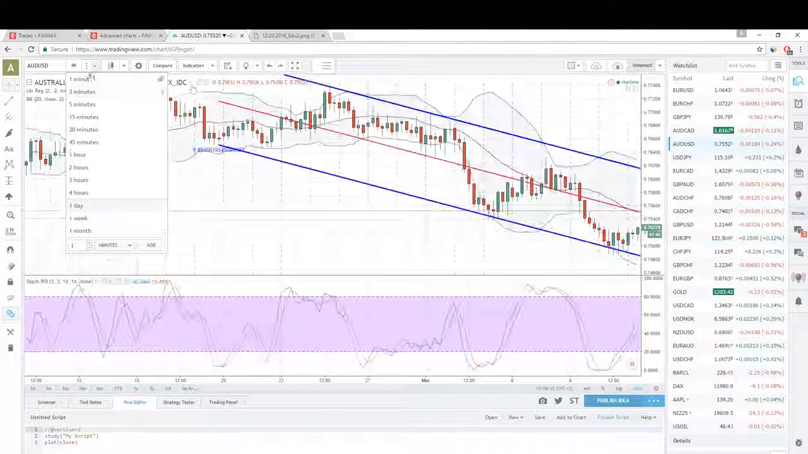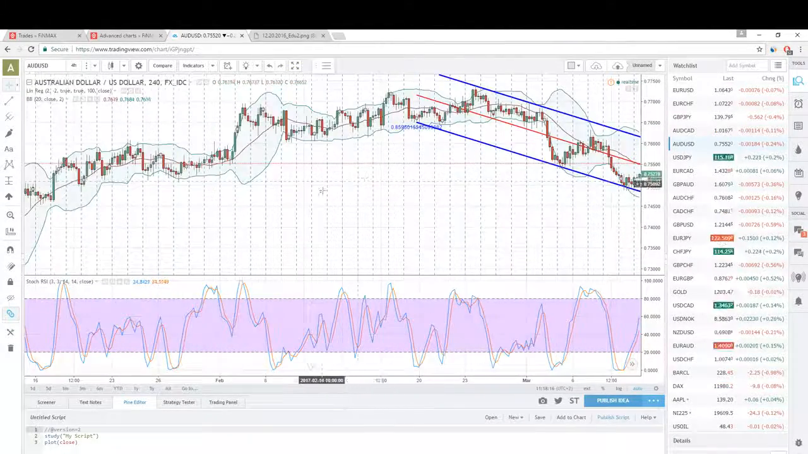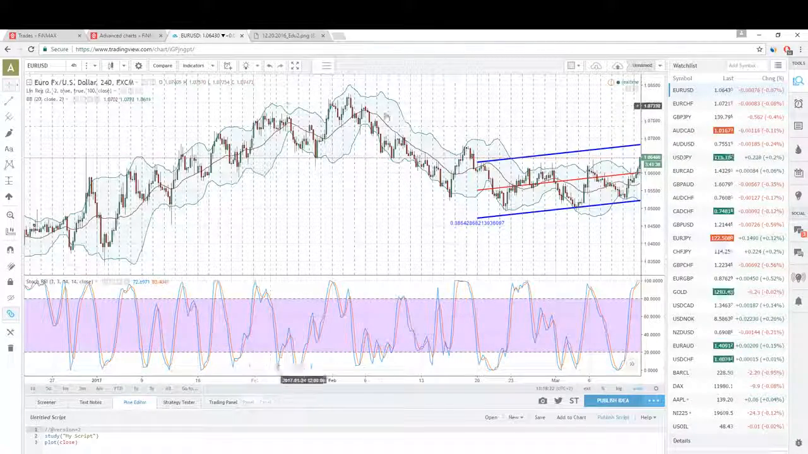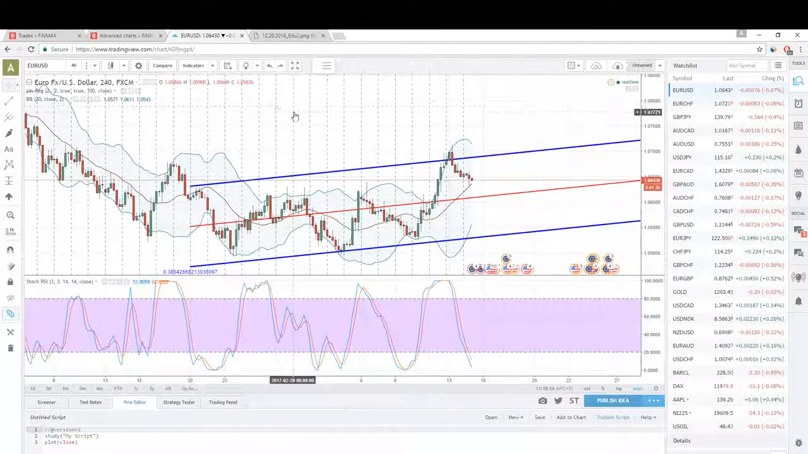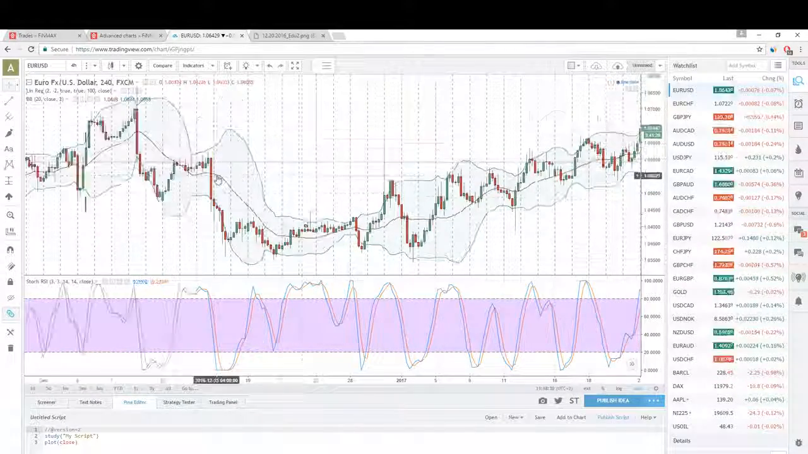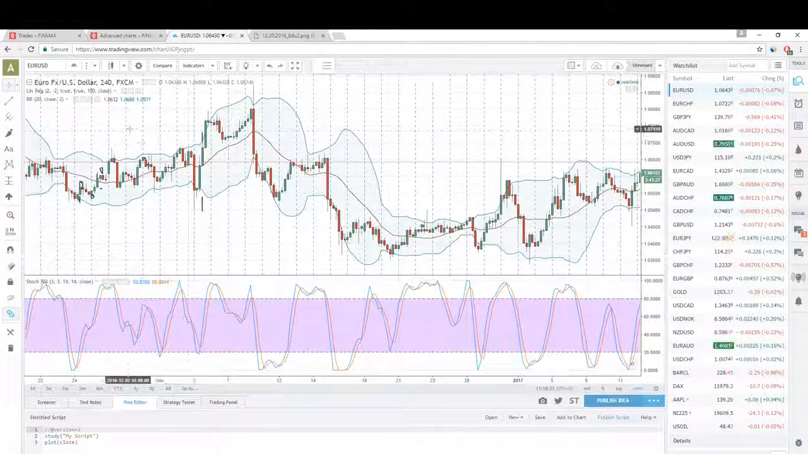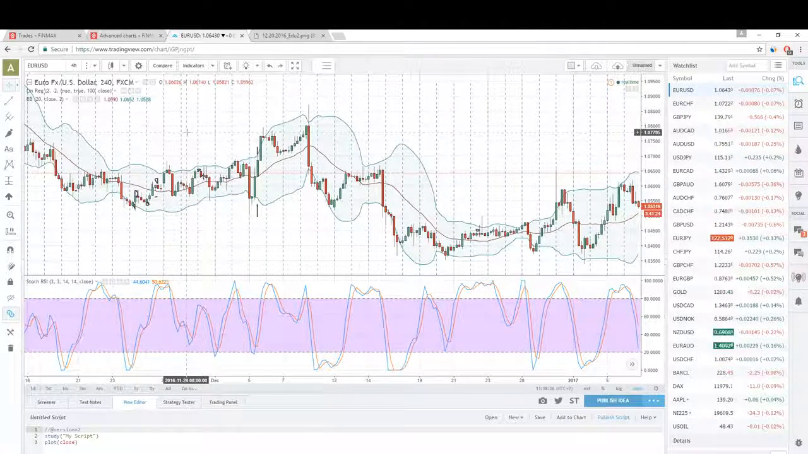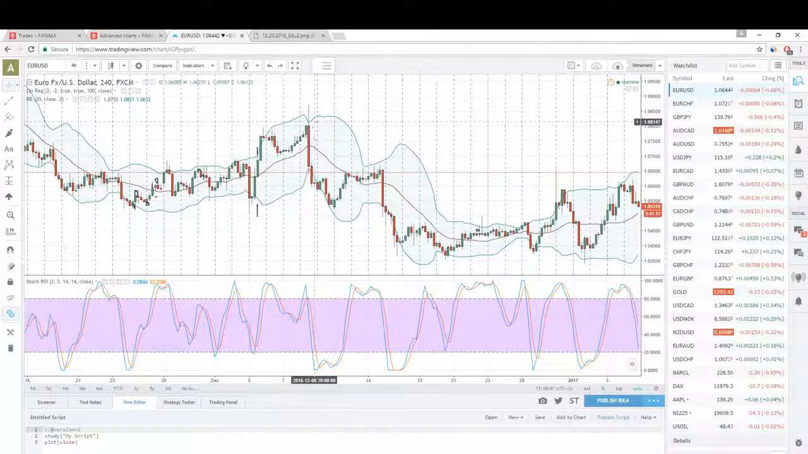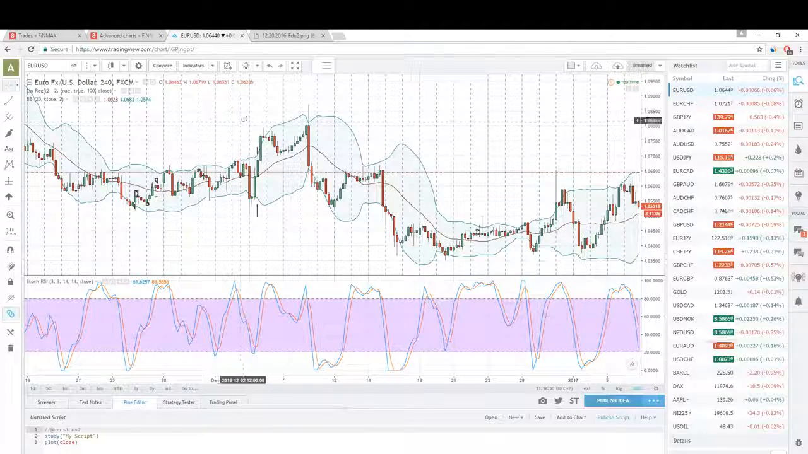So let's switch to something shorter and something more common to us, like euro to American dollar. Well, the tombstone, as well as the dragonfly, appear on the chart not that often, less often than other dojis, but the signal that they give us is pretty strong.